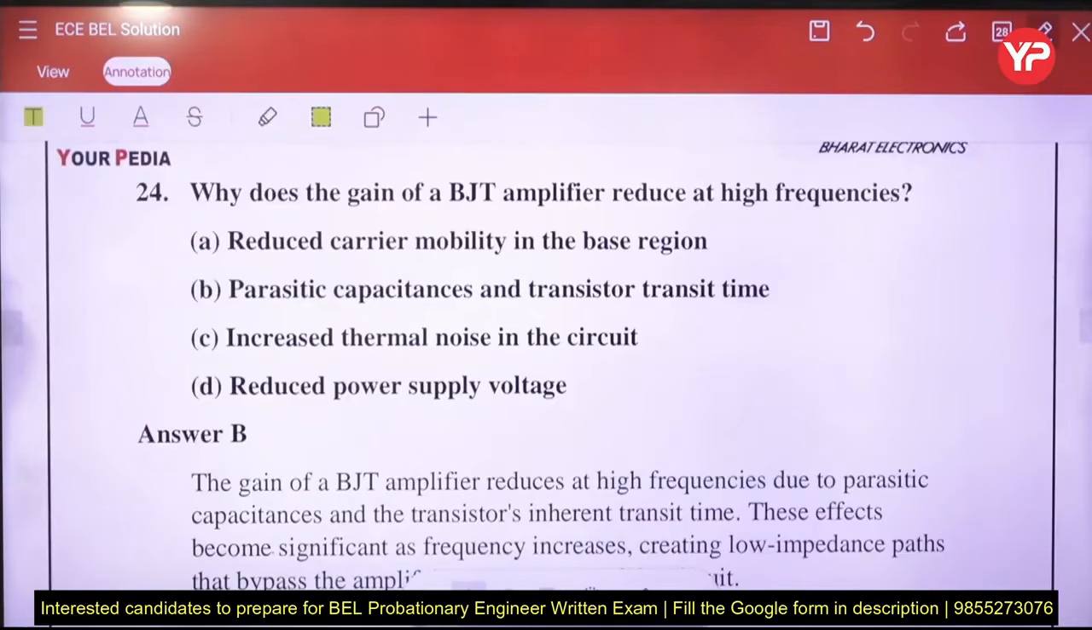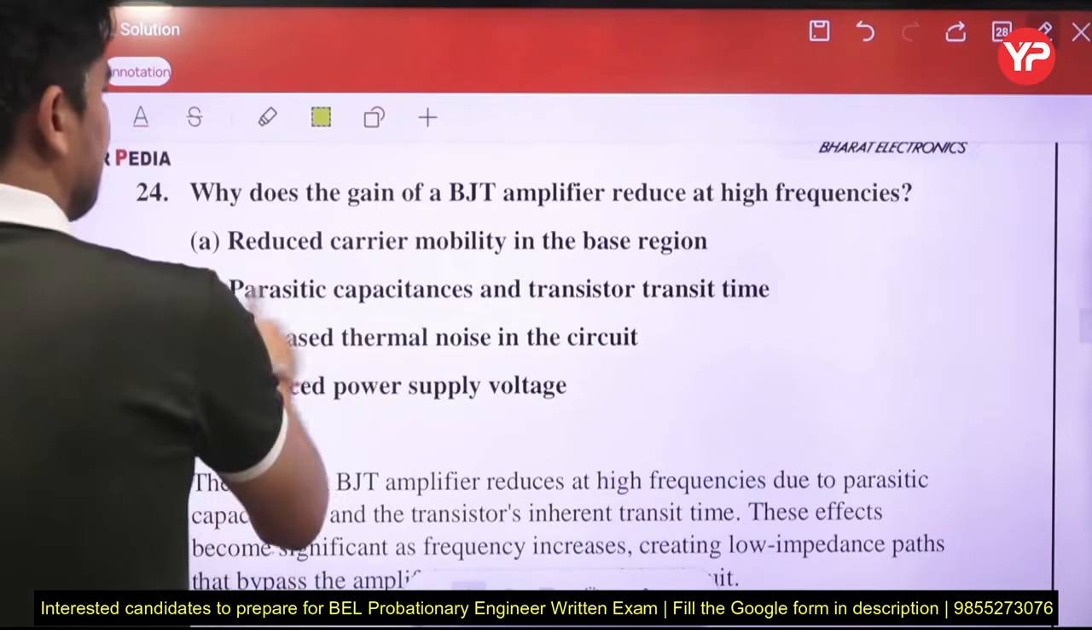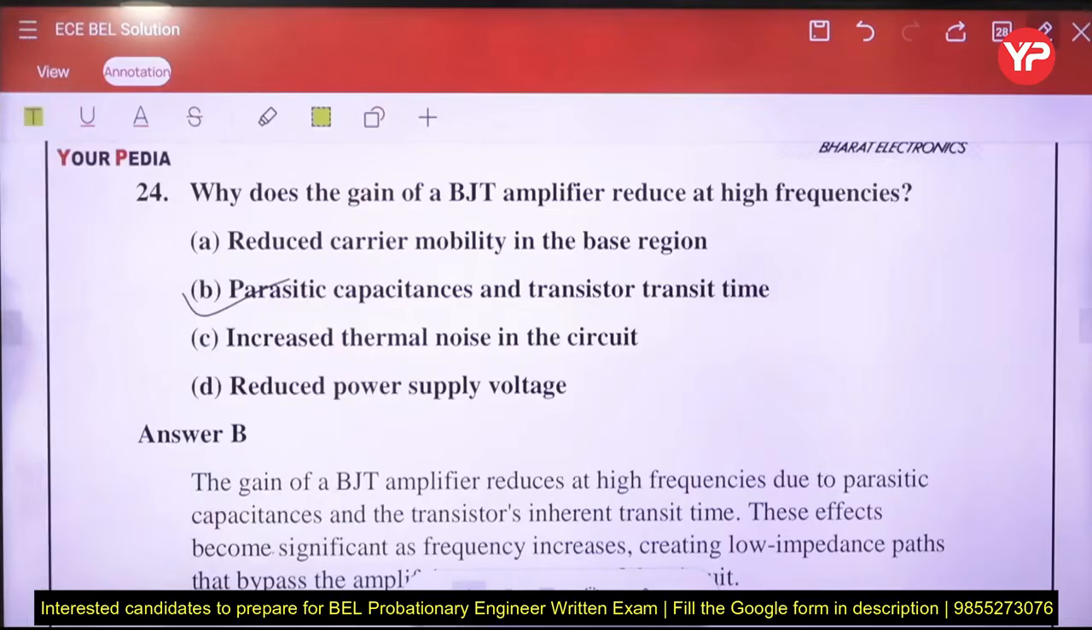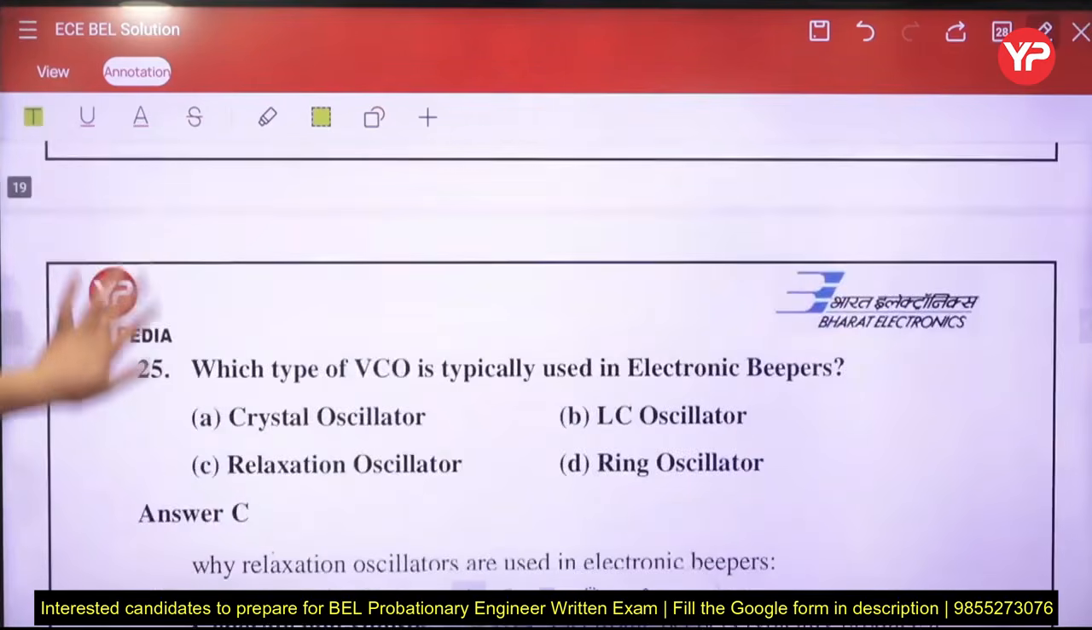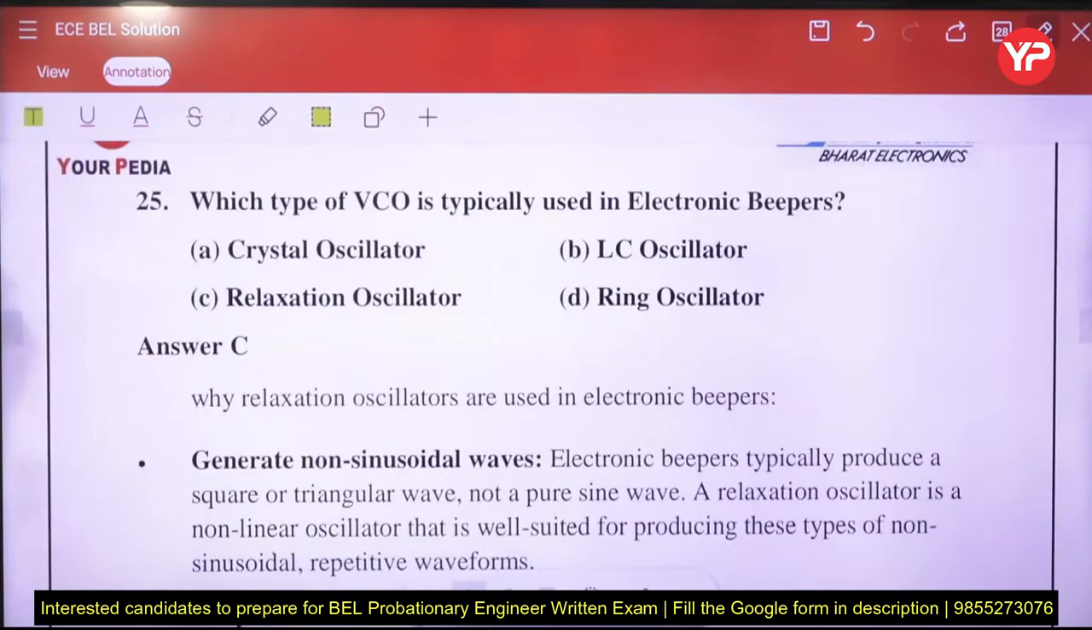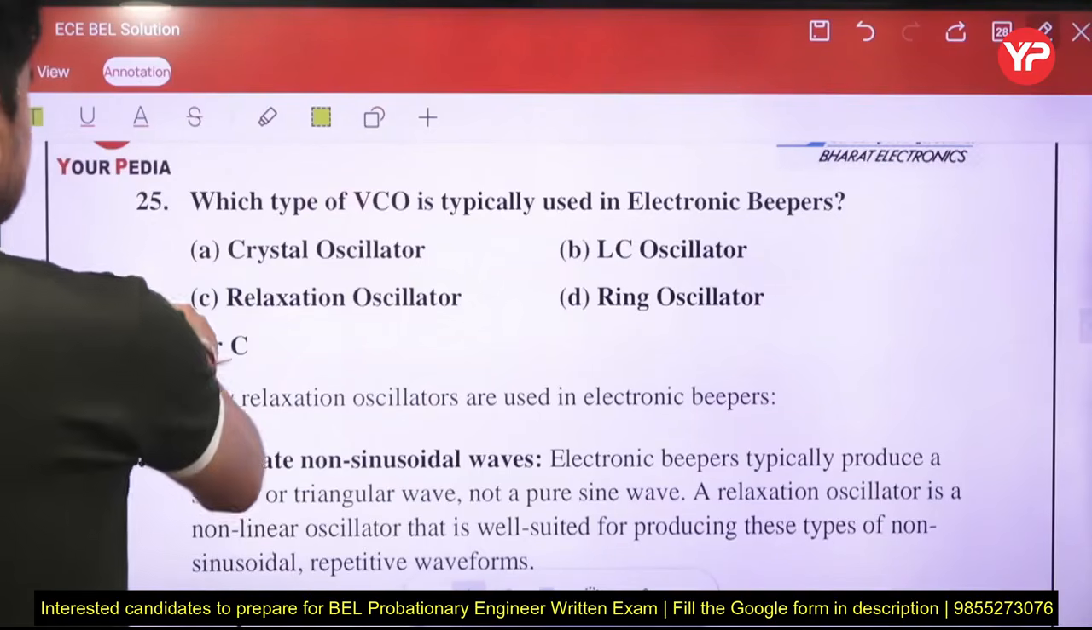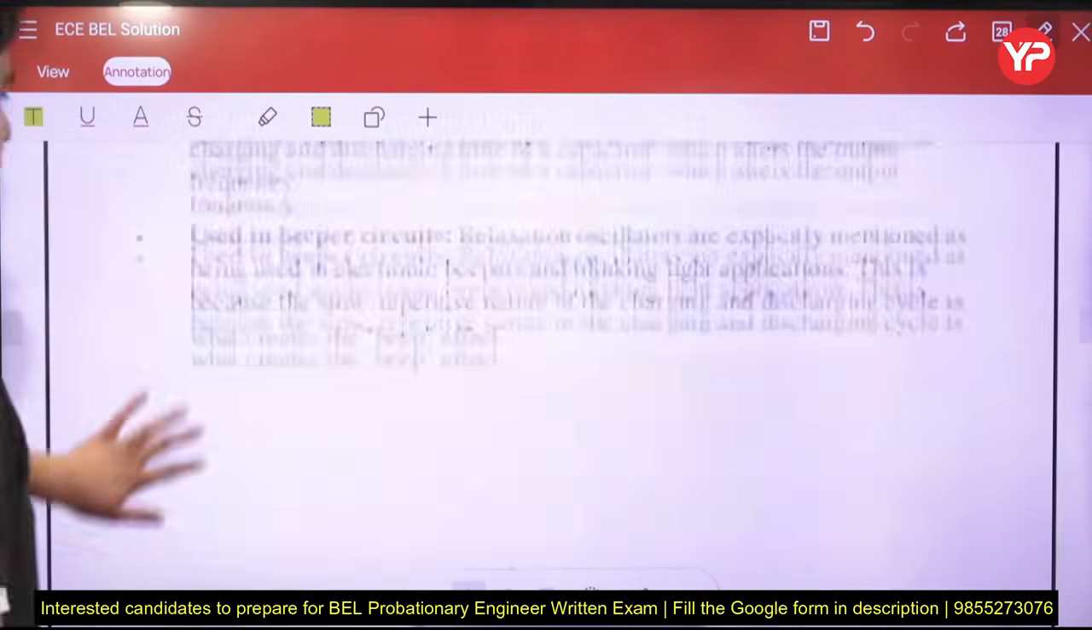Why does the gain of a BJT amplifier reduce at high frequency? That will be due to parasitic capacitance and transistor transit time, right? Parasitic capacitance is the main reason. Parasitic means junction capacitance is the main reason here. Three questions on the same concept, you can say. Which type of VCO is typically used in an electronic beeper? A relaxation oscillator is used in that one.